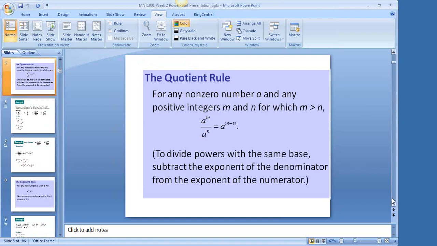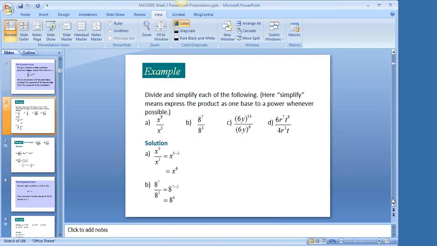All right, so I didn't show the slide for the product rule, but all it says is a to the m times a to the n equals a to the m plus n, but we just worked on examples for those. So if when we multiply with the same base, we add the exponents, what do you think we do when we divide? Subtract. That's pretty logical, right? So let's go right to some examples.